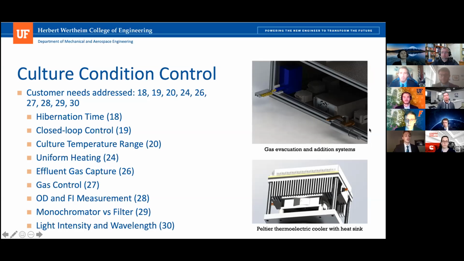OD and FI measurement, which was touched on in the product overview and in liquid handling. We have the optical density sensor that will measure, again, the optical density of each individual well, and fluorescence intensity as well. We have that sensor. And then monochromator versus a filter. In the same vein as the optical density, we have an OD filter that will allow for precise measurement of optical density. And then the light intensity and wavelength.